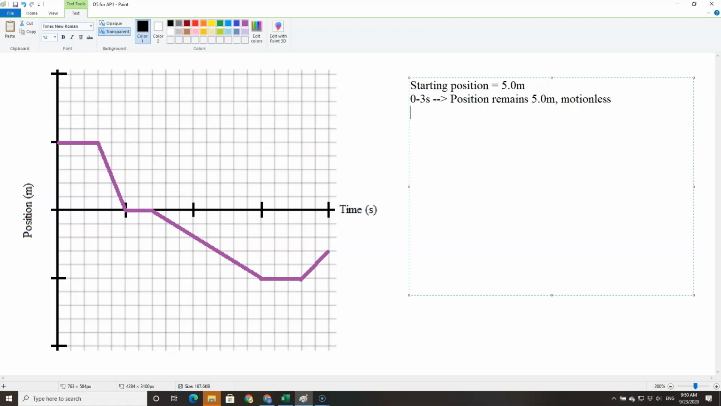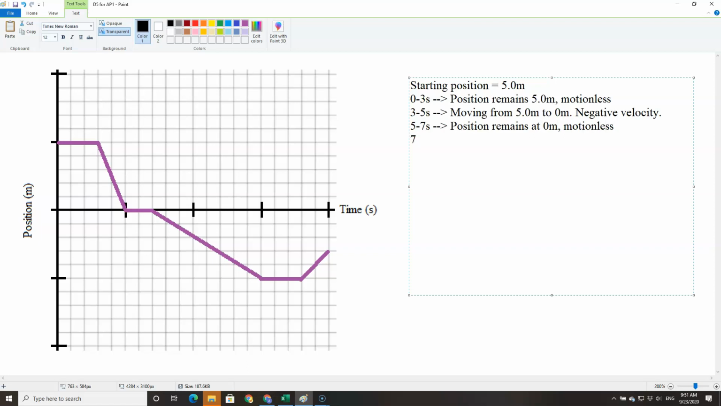Now, the next thing that happens is from 3 to 5 seconds, we are moving from 5 meters to 0 meters. Since this has a negative slope, we can say it is a negative velocity. We'll solve what exactly that negative velocity is in a moment. From 5 to 7 seconds, we see that we are once again motionless. The position remains at 0 meters, motionless.